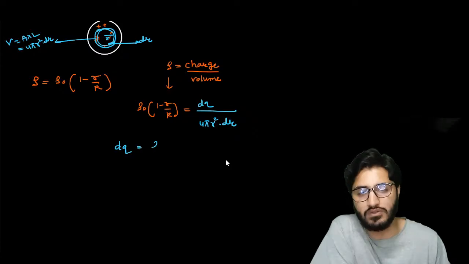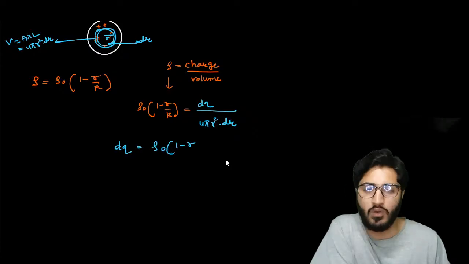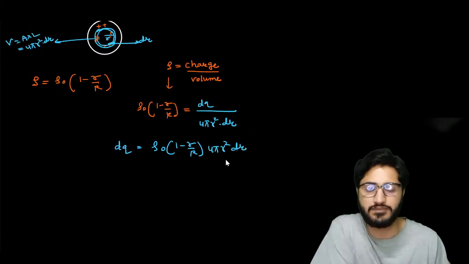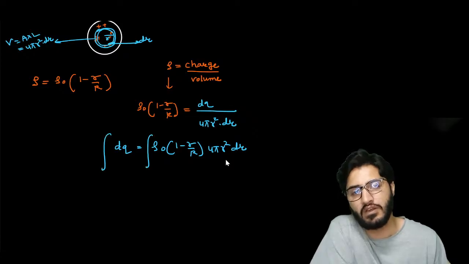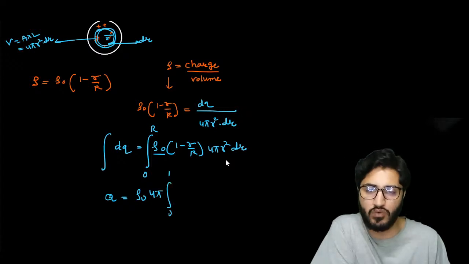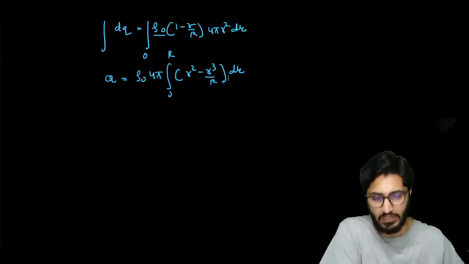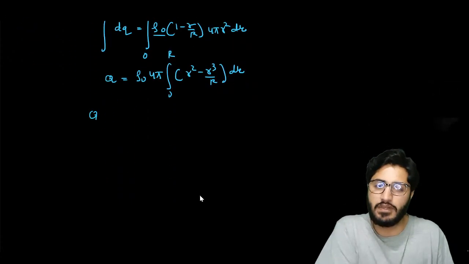So I need to find dq now. dq is equal to rho naught times (1 minus r by R) times 4 pi r square into dr. Now integrate it. The center is 0 and the radius is R. So I will get Q equal to rho naught 4 pi, as rho naught and 4 pi are constants, integrated from 0 to R. So I will multiply it out: it will become r square minus r cube by R with respect to dr.